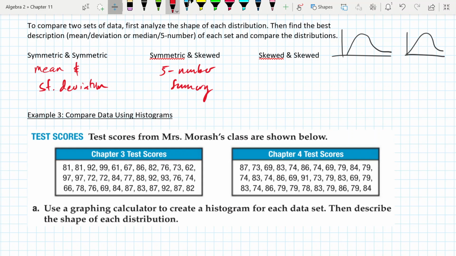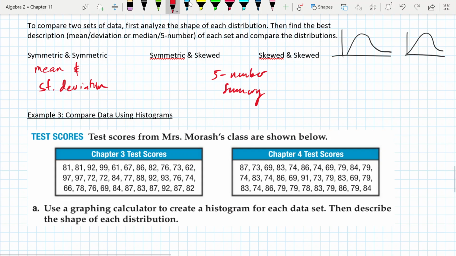And we're going to use that for both of these scenarios here. So I'm just going to slide this underneath both of them. It works for both where they're both skewed or where one of them is skewed. Okay.